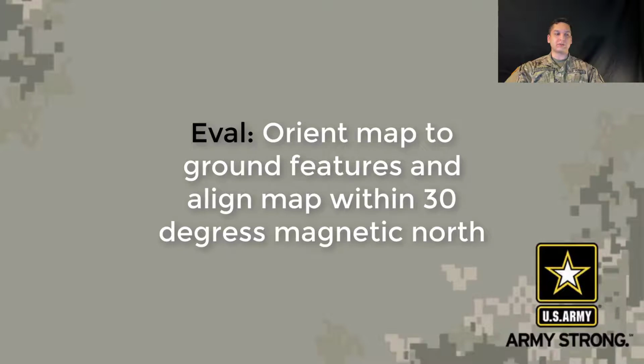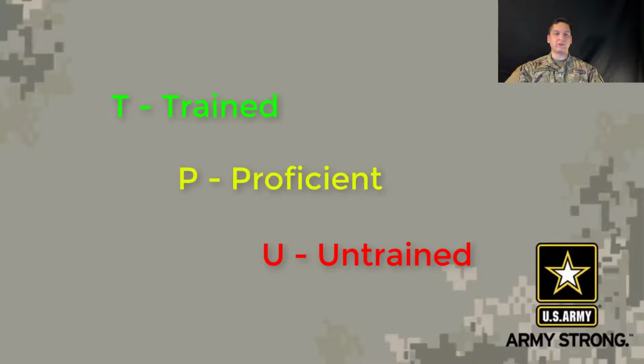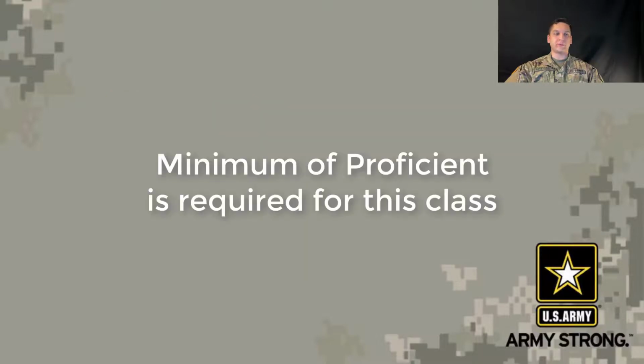You must find your location and orient your map to the standard, which is 30 degrees magnetic north. When you're finished, you will screen capture your results and send them to me. You'll either receive a T, P, or U, and the standard is to get 2 out of 3 goes, which is proficient, and that is the minimum requirement to pass this lesson.